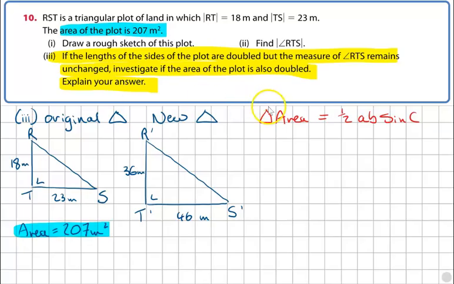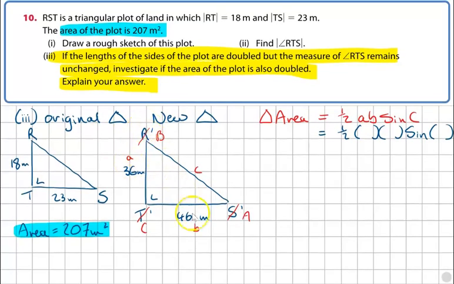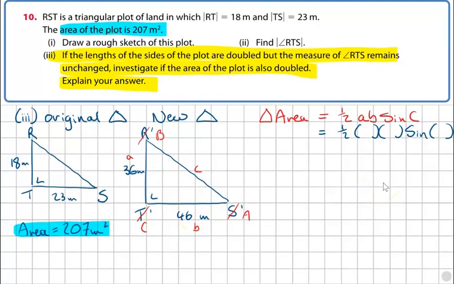So I'm going to write out the formula for the area of a triangle. So triangle area is equal to half ab sine C. So I'm going to replace all the letters with brackets. I'm going to relabel this angle as capital C. So this side is lowercase c. I'll relabel this as capital A. So this is lowercase a. And I'll relabel this as capital B. So this is lowercase b. And then I sub into my formula.